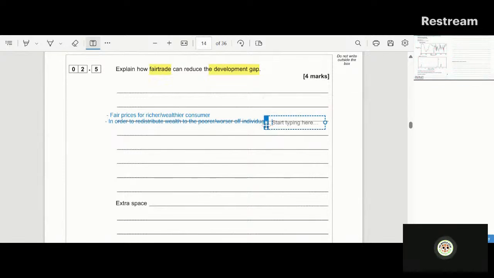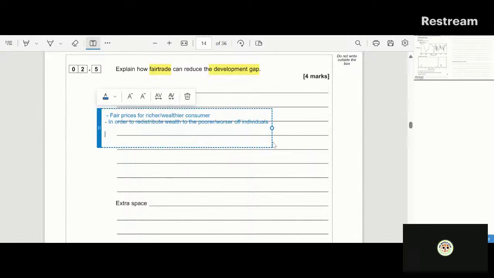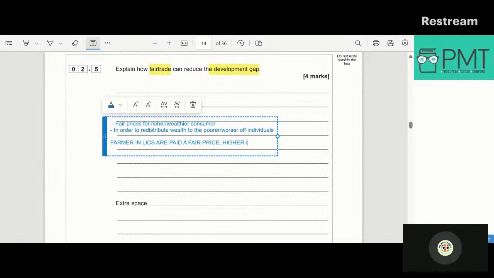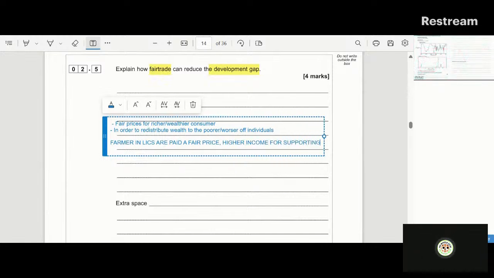Okay, on top of that, let's see what else you can say. I'm going to try and leave gaps between them so you can see. So fair trade means that farmers in the lower income countries are paid a fair price. And because they are paid a fair price for their goods, that means that they have a higher income for supporting their families. And if they have a high income, that means that they will no longer suffer from poverty.